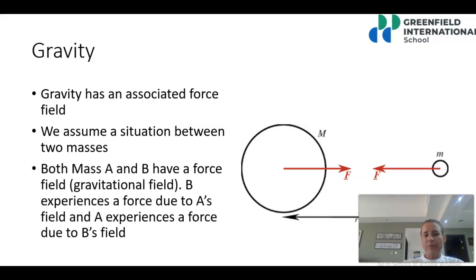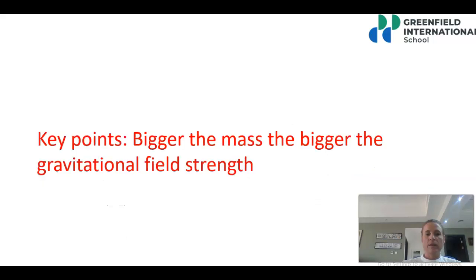Both mass A and B have a force field, a gravitational field. B experiences a force due to A's field, and A experiences a force due to B's field. Those forces are going to be different, and they're going to be different because of the size, or therefore the mass, of each of these circles that are representing planets. Okay, so key point would be the bigger the mass, the bigger the gravitational field strength. Again, can you pause and just write down notes, please?